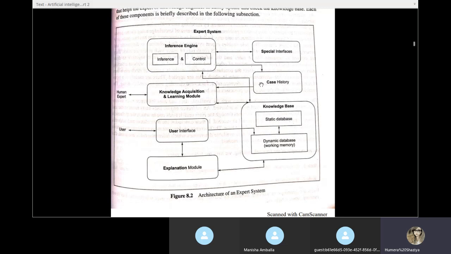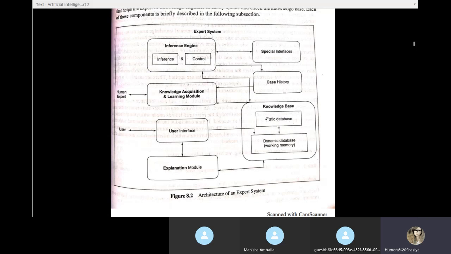So here all are important components of a system. The user interacts with the system through the user interface, which may use menus, natural language, or any other style of interaction. An inference engine is used to reason with expert knowledge, as well as the data specific to the problem being solved. So this case specific data is also used by this inference engine, and also the knowledge base is used.